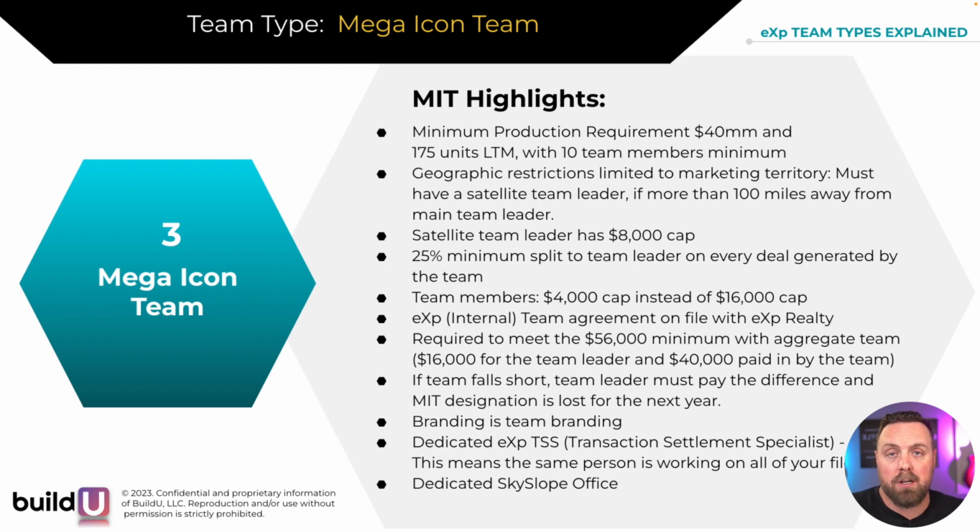Now, for you, the team leader, remember that we talked about you have to pay in a company dollar minimum of $56,000. Well, what happens if you don't? You actually have to pay the difference. So whatever you fall short of comes out of your paycheck. You've got to write them a check, and you still lose the designation for the following year of a Mega Icon team. So you don't get the Icon Award, and you have to pay in, and you lose the designation for the following year. So it's kind of a bummer if you don't hit the 56K minimum.